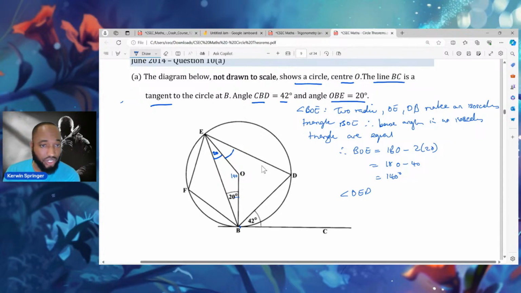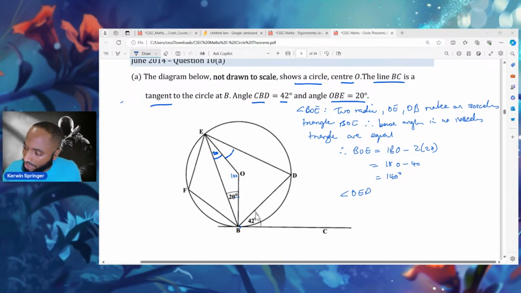It is 22, very good. But how did you get that 22? Angle at the center is twice the angle at the circumference. Hold on. Yes, so the best one I'm seeing is the alternate segment theorem.